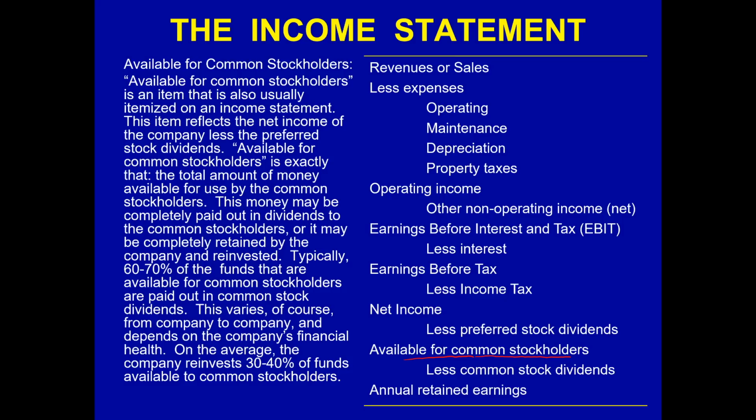This money may be completely paid out in dividends to the common stockholders, or it may be completely retained by the company and reinvested. Typically 60 to 70% of the funds that are available for common stockholders are paid out in common stock dividends. This varies, of course, from company to company and depends on the company's financial health. On the average, the company reinvests 30 to 40% of the funds available to common stockholders. These are reinvested, called retained earnings.